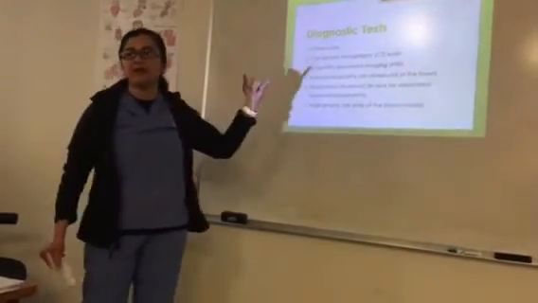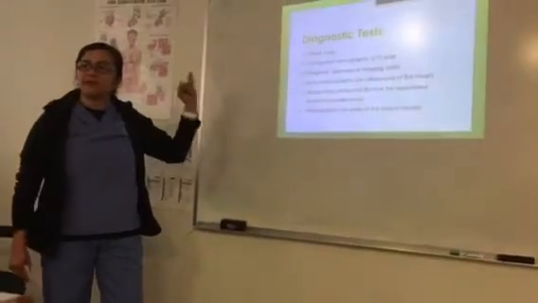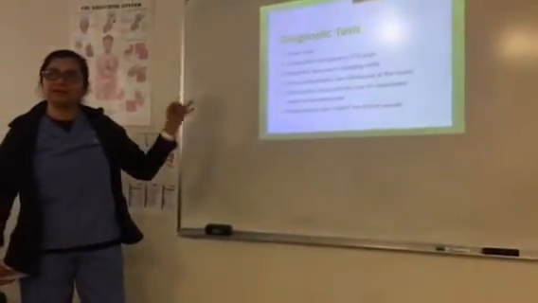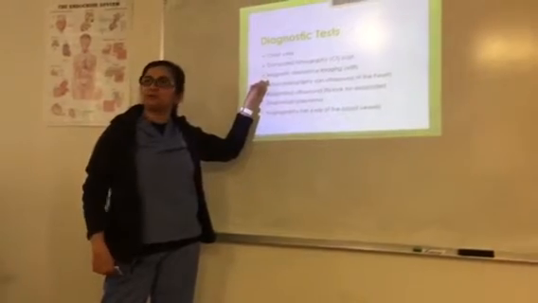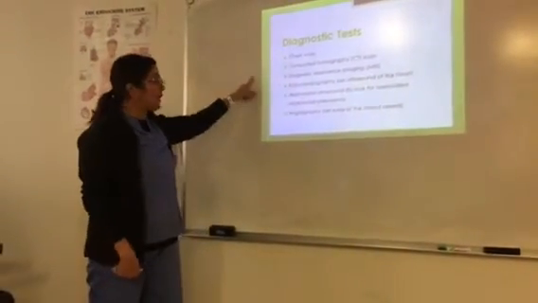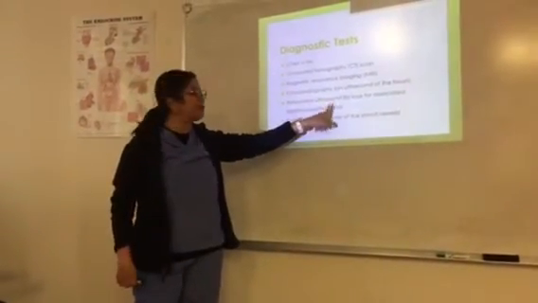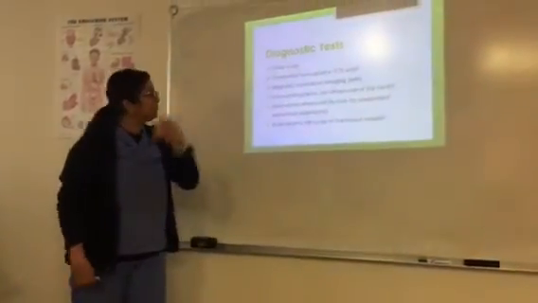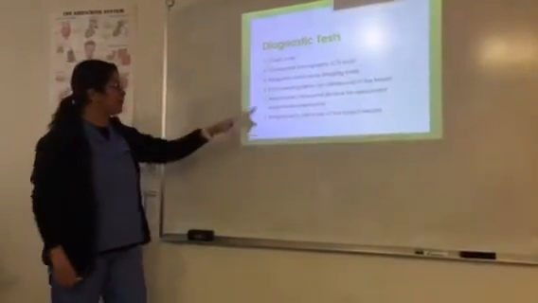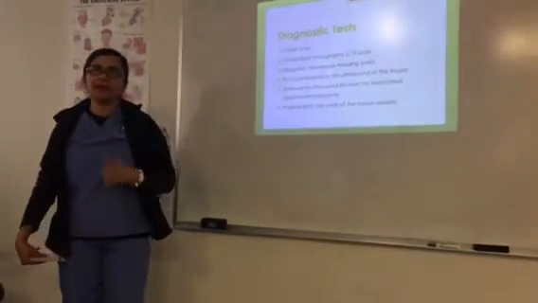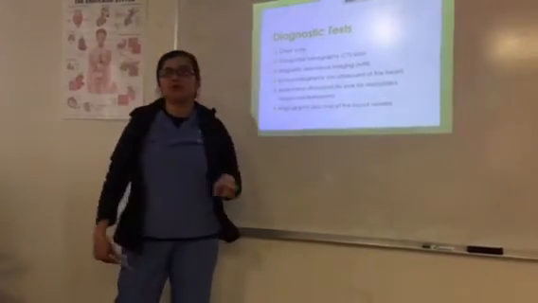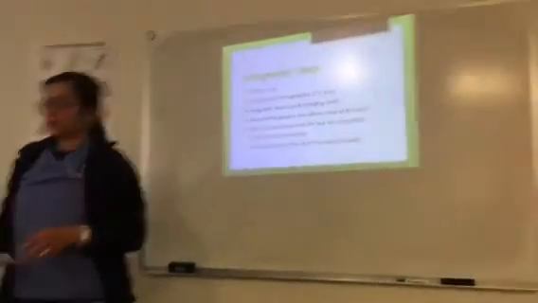It can be a chest x-ray, computed tomography, or what we call a CT scan, or magnetic resonance imaging, which is known as MRI, and also echocardiography, which is the ultrasound of the heart. Abdominal ultrasound to look for an associated abdominal aneurysm, and also angiography, which is the x-ray of the blood vessel.